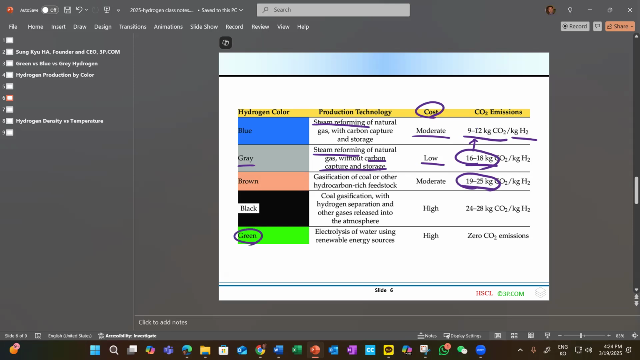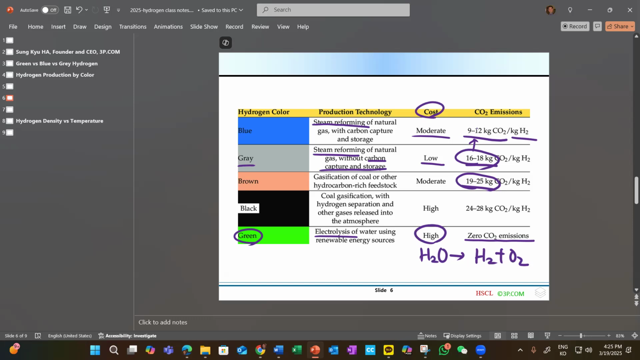And the green, as you can see, we are using totally renewable energy. The method is electrolysis, and there is nothing but water going in, and H2 plus O2 coming out. So there are no CO2 emissions, zero CO2. We are using nothing but H2O. So it's a very clean methodology, but it's very high.